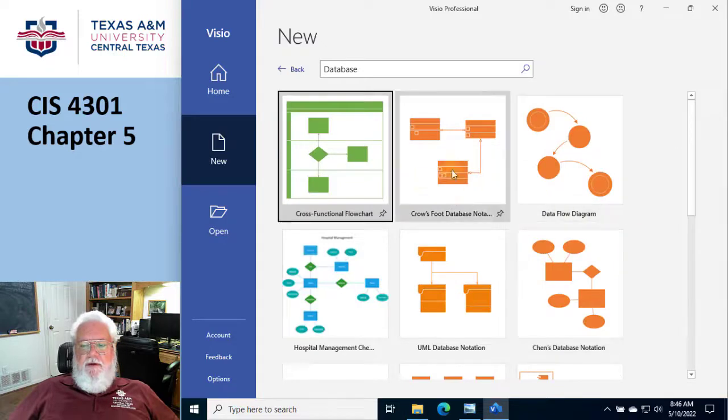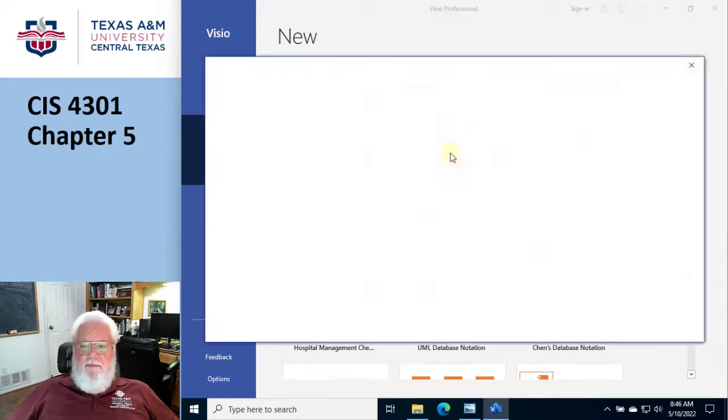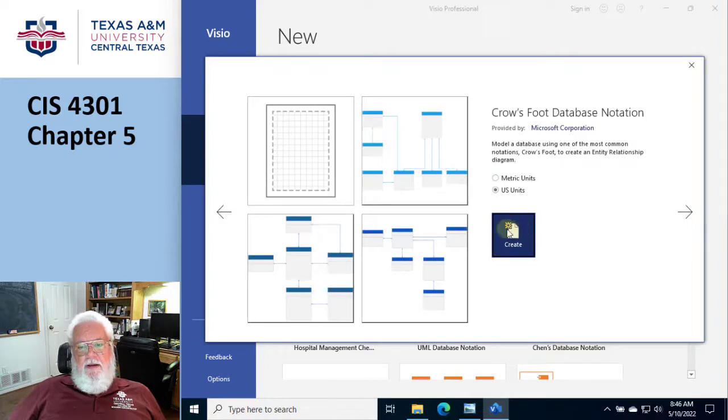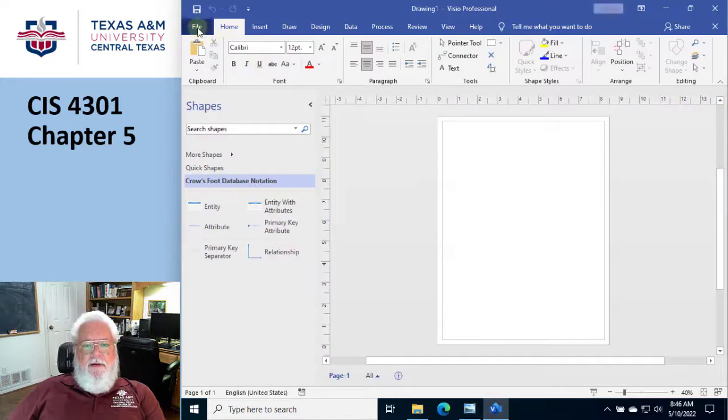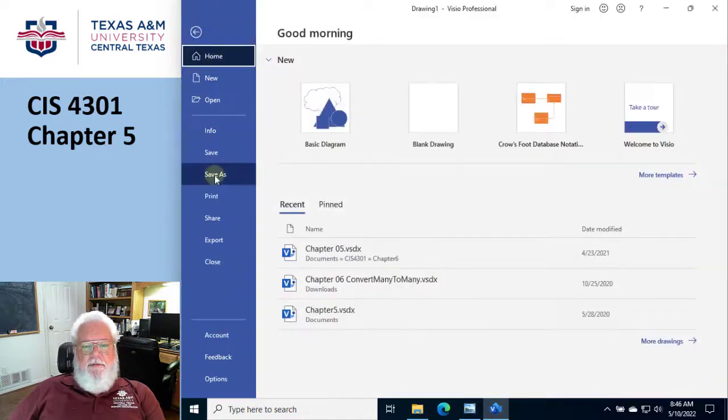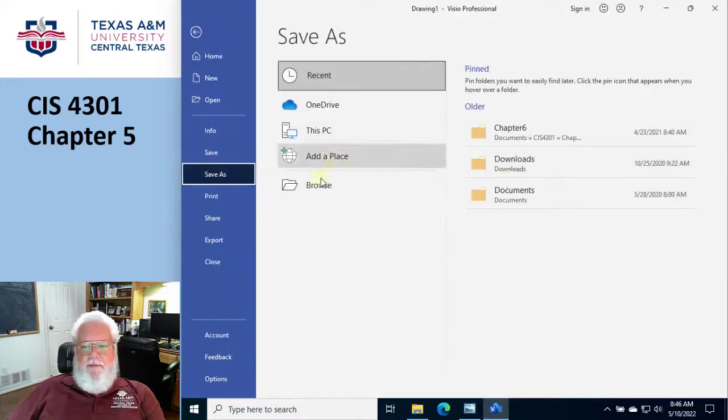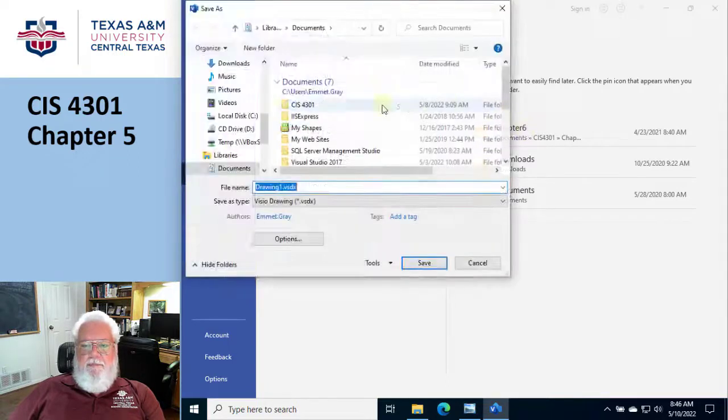And then they have crow's foot notation, also two other things in here, but one of them says crow's foot notation. So using the template, I'm going to do this. And it says, is that what you want to do? And I said, it's exactly what I do. I'm going to go ahead and hit create. And I'm going to go ahead and save this guy for no particular reason. I'm just going to do a save as. I want to make sure I put it in my real folder, and I'm going to call this one Chapter 5.